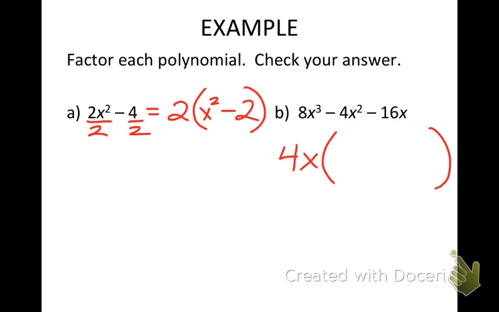All right. So if I divide 8 by 4, or if I think in my head, 4 times what gets me to 8, it would be 2. X times x gets us to x to the third. X squared. Good. So continually keep checking. 4x times 2x. Yep, did that right. Okay. Bring down your minus.